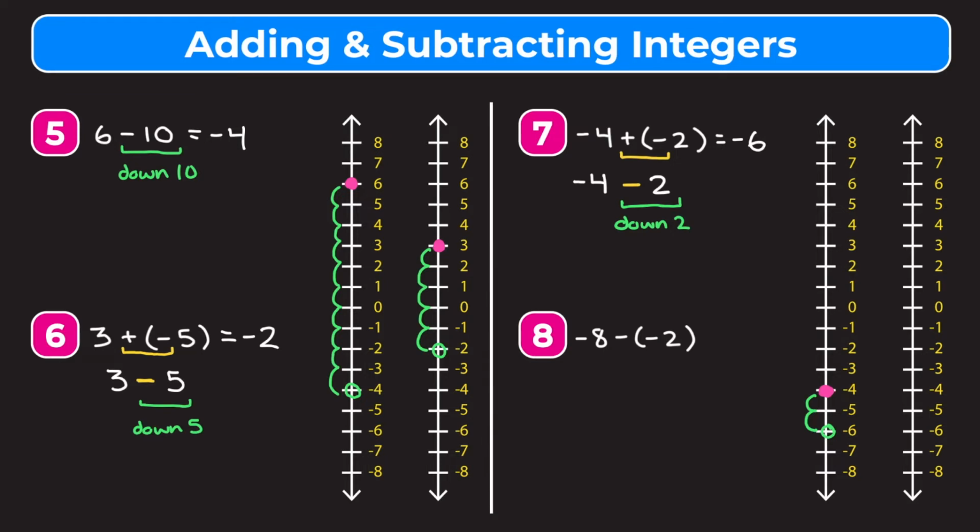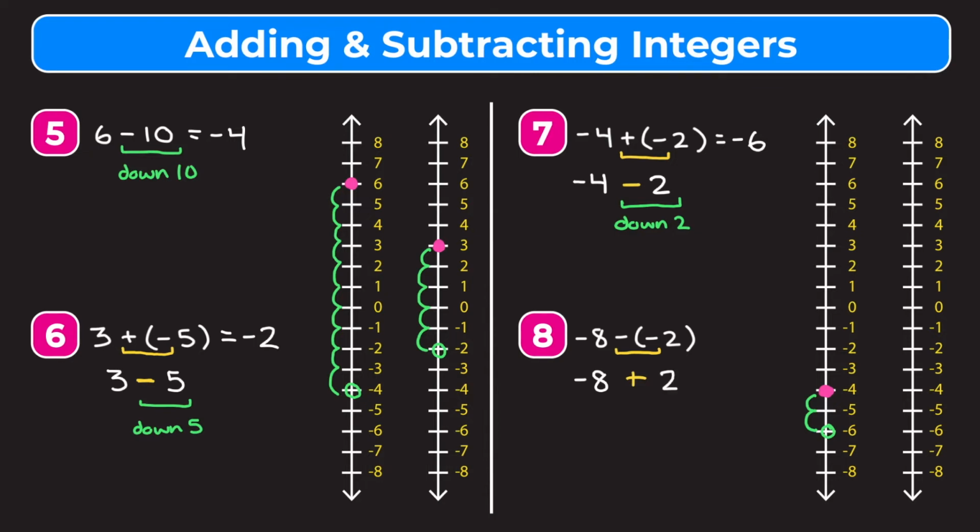So we have negative 8 minus negative 2. So we haven't seen this minus minus yet. So when you have a minus and a minus, think of them as just canceling each other out. They turn into a plus. So this minus minus is going to turn into a plus. So we really have negative 8 plus 2.